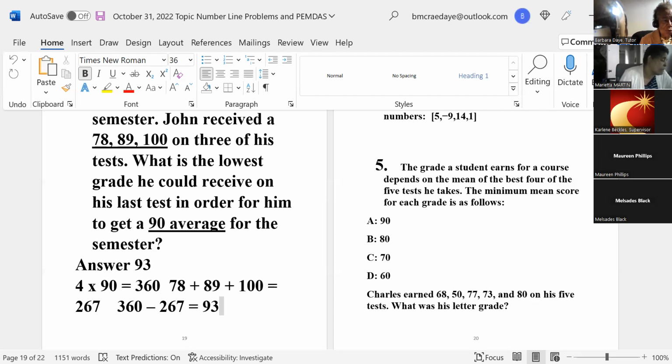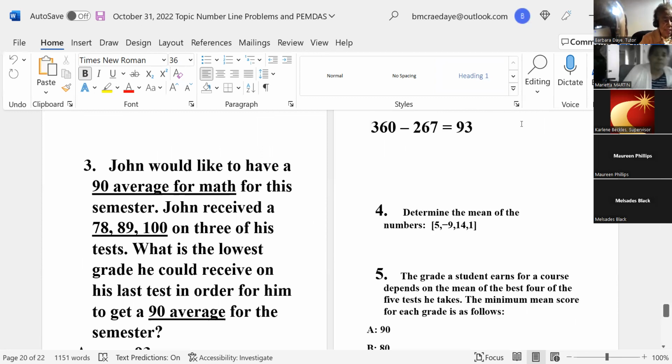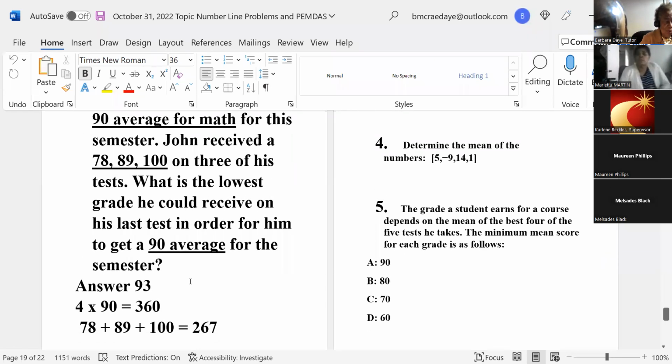I've given you 2 ways to do it. The other way I did it setting up an algebraic equation. Now I'm showing you another way to do it. For a 90 average for 4 items, the total is 360. Add up the scores I gave you, 78, 89, 100. And as Marietta says, that's 267. Then take the 360, subtract the 267 from it. You get 93. That's the answer. That's what Maureen got, and that is correct. You got it? So you have 2 ways to do it.